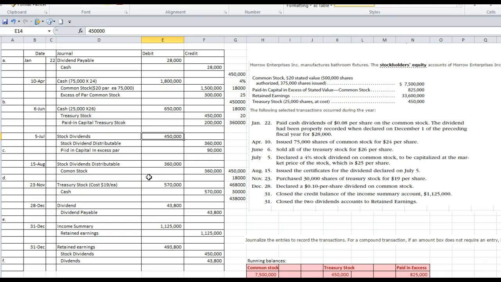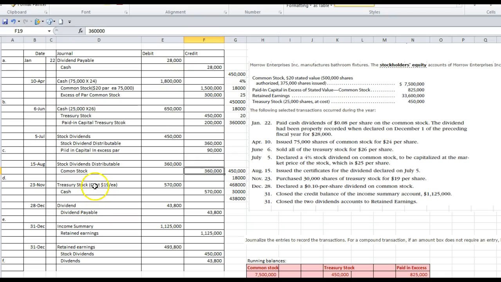Now the next thing you have to decide is, what is the cost of the common stock we're distributing? So we know that's 18,000 times 20 here, so it's $360,000. That's how much common stock we're distributing. The difference between the two is additional paid-in capital, or capital in excess, of 90,000. So come August 15th, right here, we're going to pay out this dividend, and all we're doing is putting the common stock out and establishing it into the accounts here.